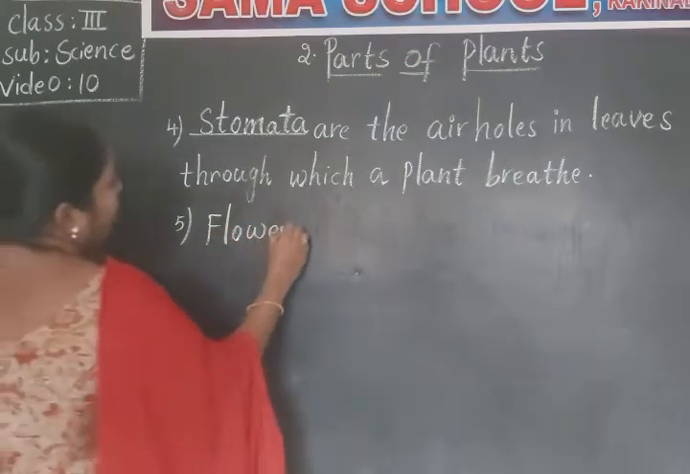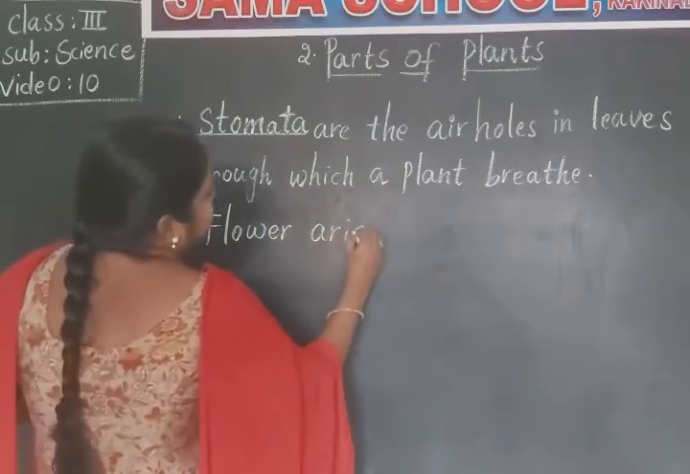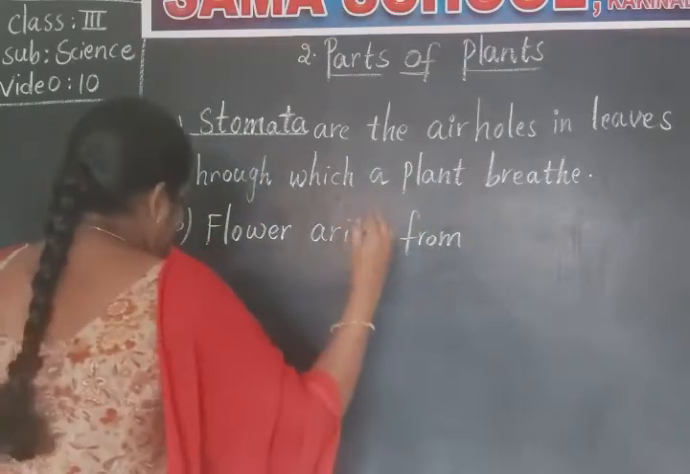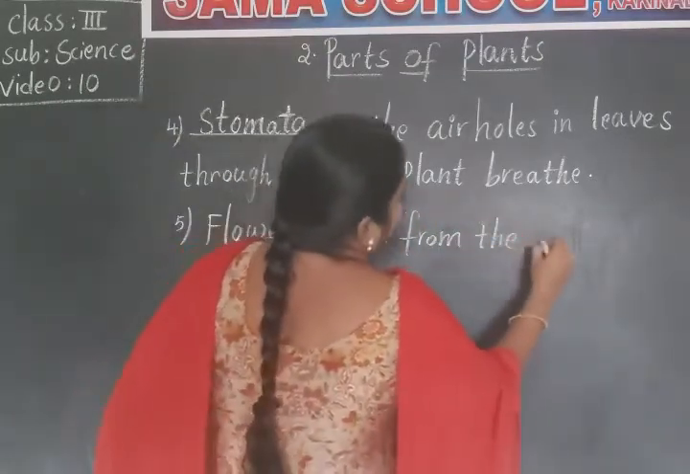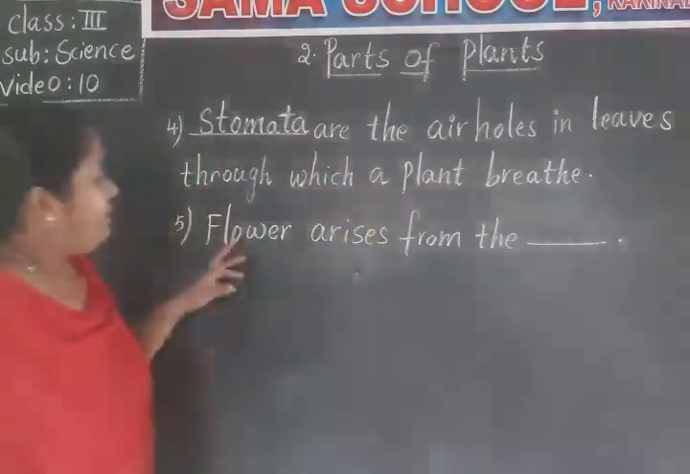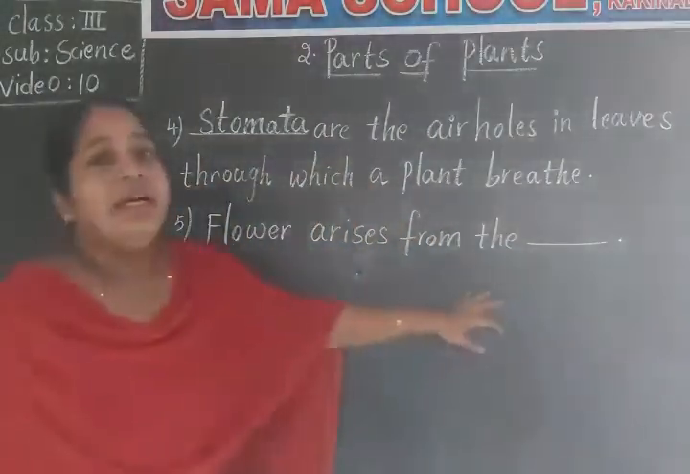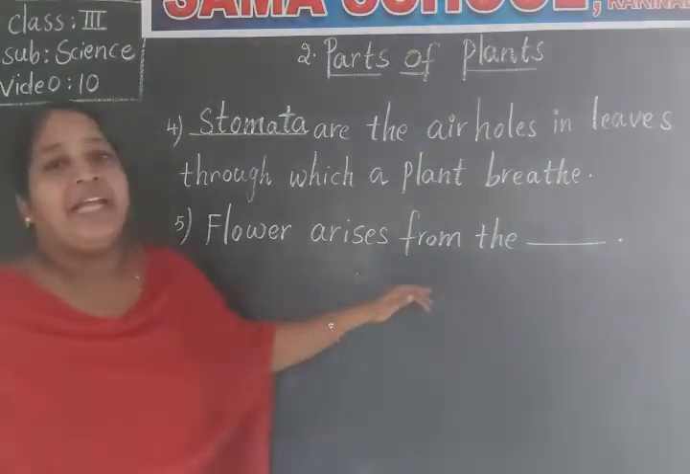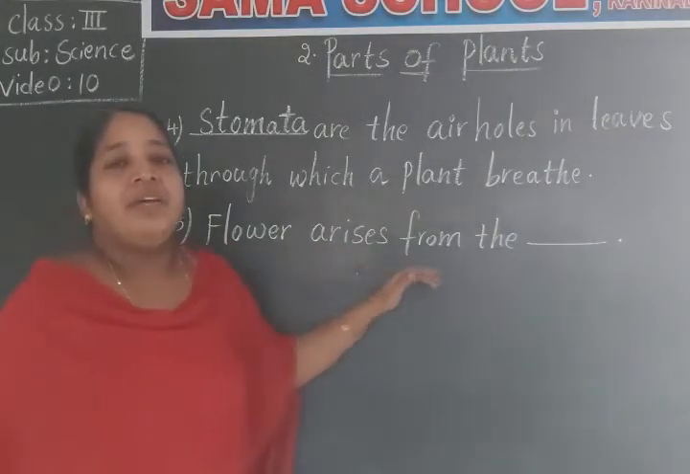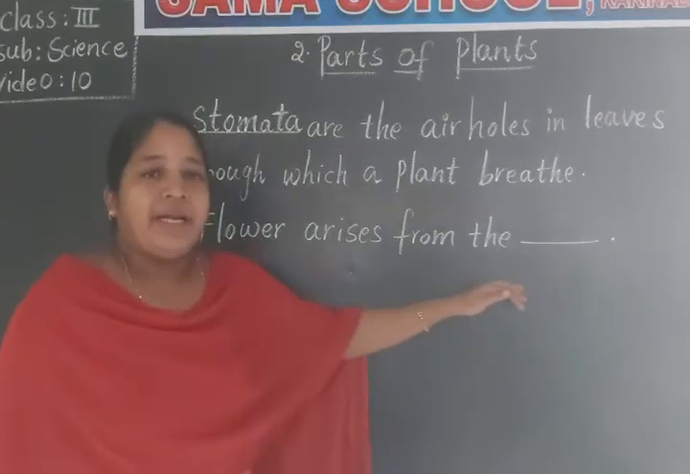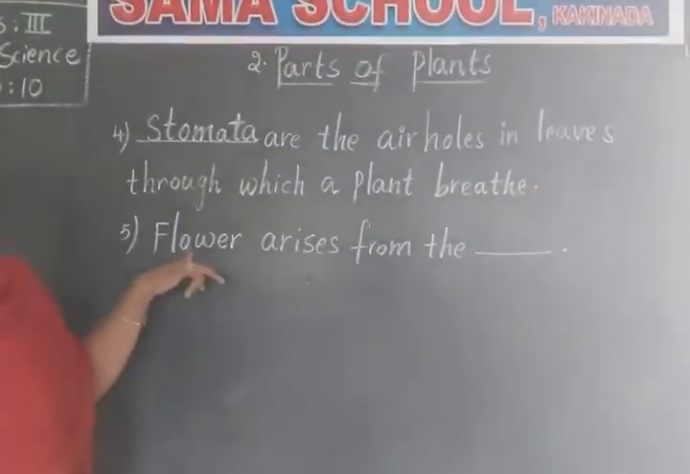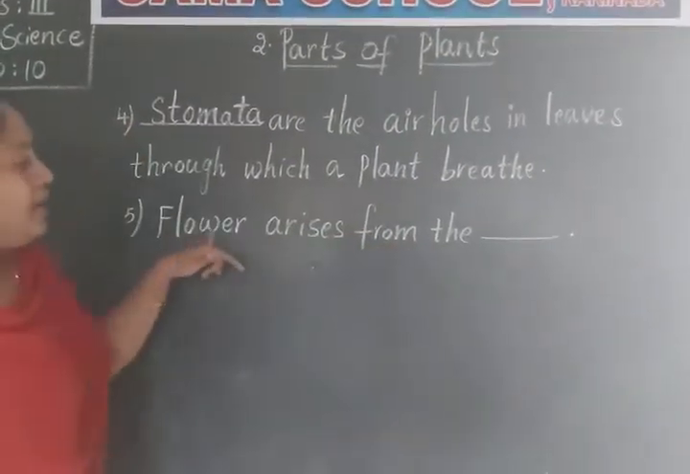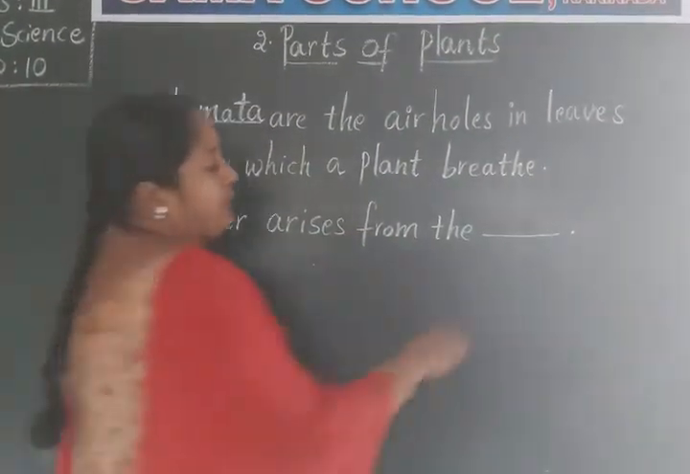Flower arises from the dash. Arises means comes. Initially the flower first appears as a bud. Clear, children? So flower arises from the bud.